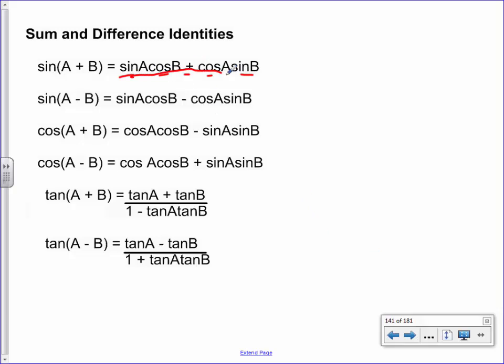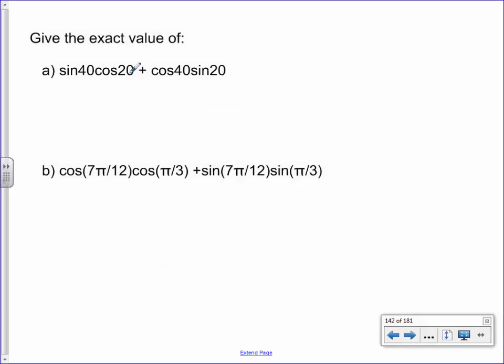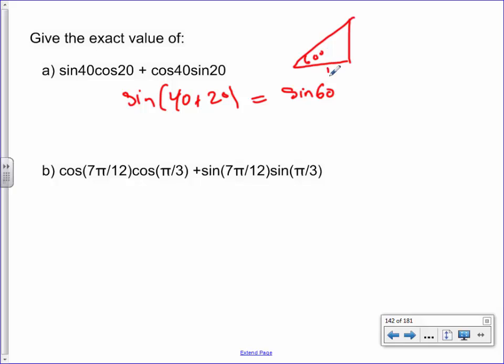Well, if you have this set right here, it's really the same thing as adding your angles, sine of A and B. So this is the same thing as the sine of 40 and 20, which is 60. Isn't it? And then sine 60 should be something that we can do an exact value for. Because we have a special triangle that goes 60 in the corner, 1, 2, root 3, and sine is the opposite over hypotenuse. Does that make sense?